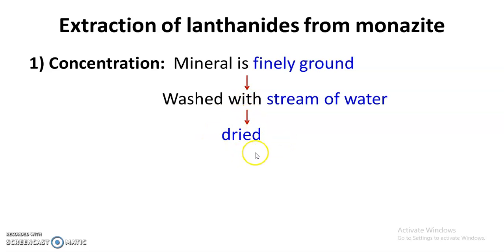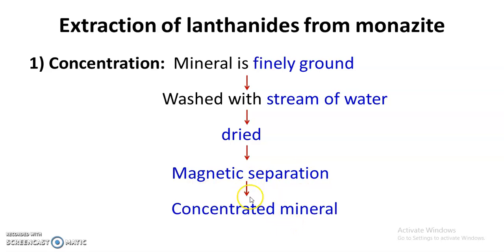Then the ore is dried, then it is allowed to undergo magnetic separation. During magnetic separation, the magnetic materials are removed or separated from the monazite mineral. A magnetic belt is used for the separation of magnetic material. So after magnetic separation, we get the concentrated monazite mineral.